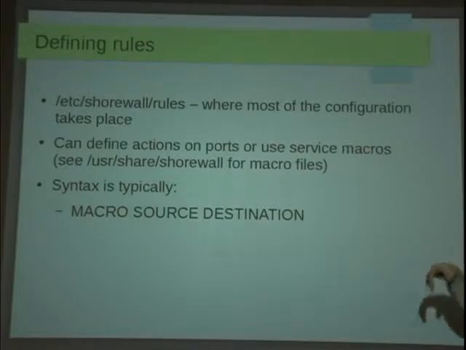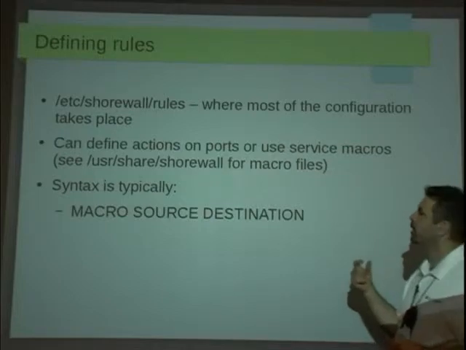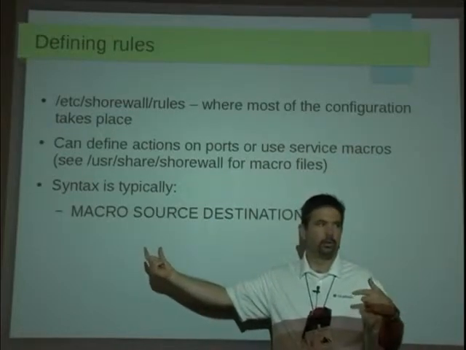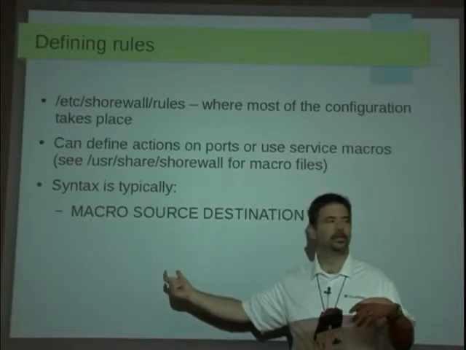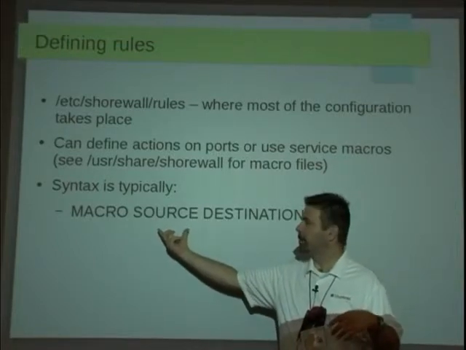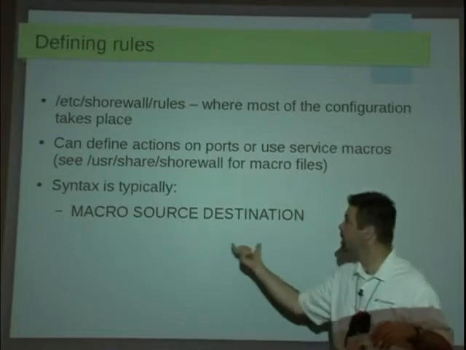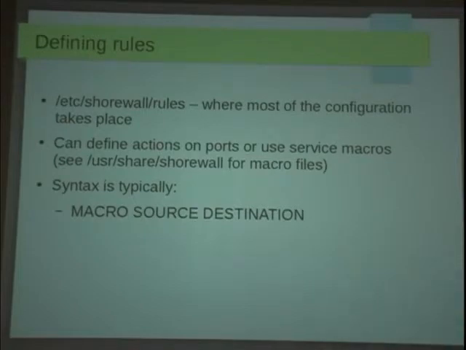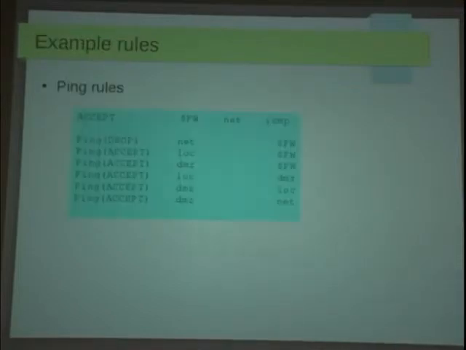So the next thing you do after you define your interface and your zones, you could start defining some rules. And the rules go in your etc Shorewall rules file. The syntax of this file at its simplest level is simply a macro, and the macro can be as simple as accept or drop or deny. And then you have a source zone and a destination zone. And then it just gets more complex from there. So let's look at some examples.